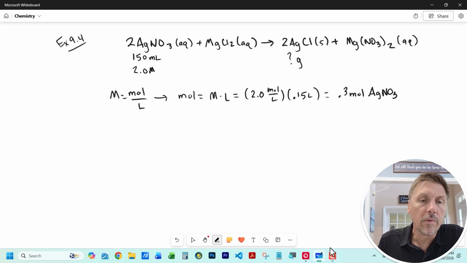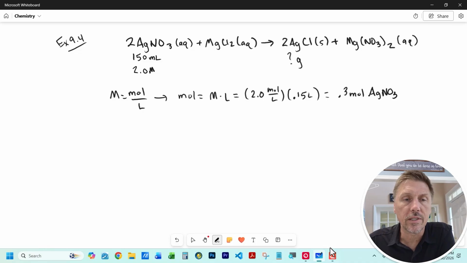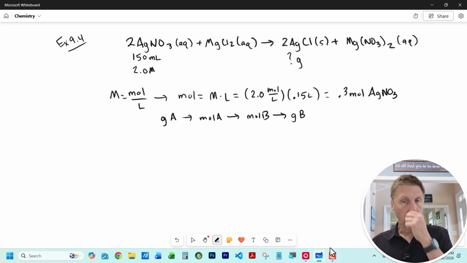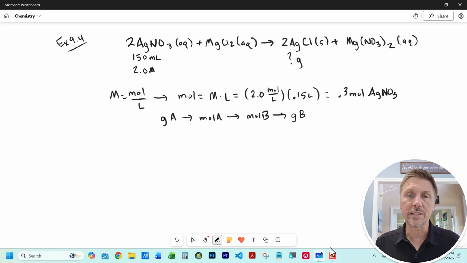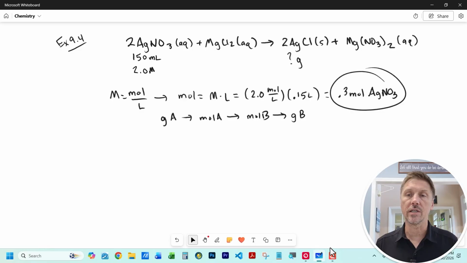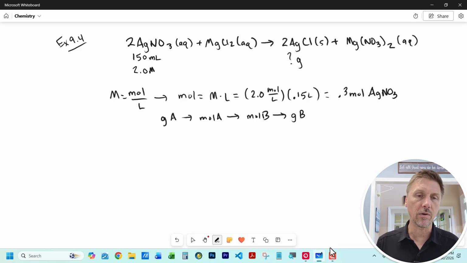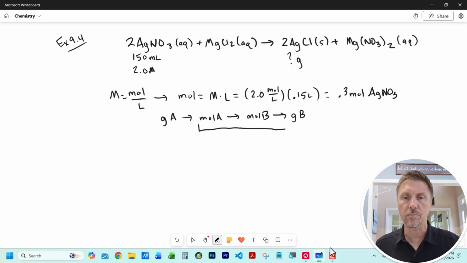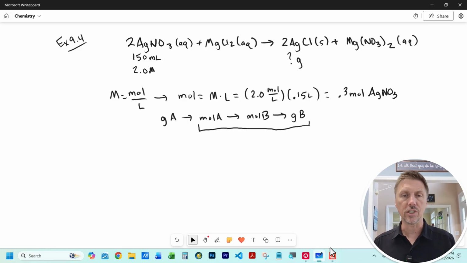Now remember, when we were learning stoichiometry, we said this is the path you have to take. You can start with the grams of substance A, and from there go to moles of substance A, and then you can convert from there to moles of substance B, and finally we can go to grams of substance B. So ultimately our substance B is this AgCl, but our substance A in this case is the AgNO3 that we just found the number of moles of. So we don't have to worry about grams because we're not starting there. We need to do this part of the path to figure out the grams of AgCl.